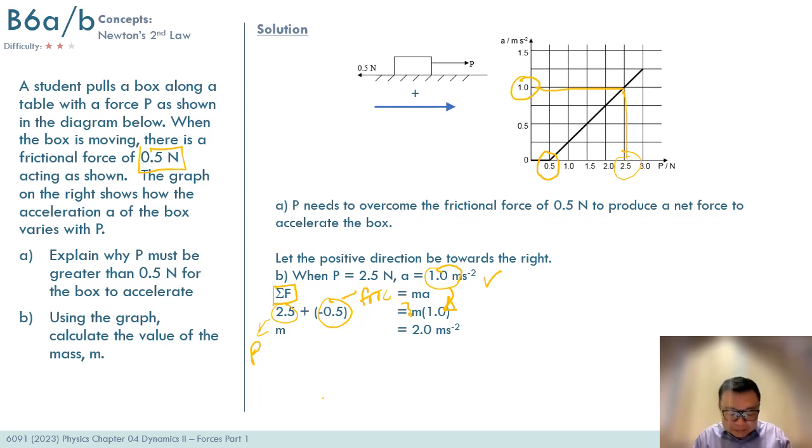If you can set out the equation correctly, you should be able to get the correct answer over here, where the mass of the box is actually 2 kilogram. Okay, the units is wrong. It's 2 kilogram. It's not 2 meter per second squared.